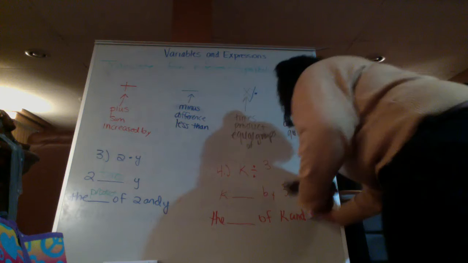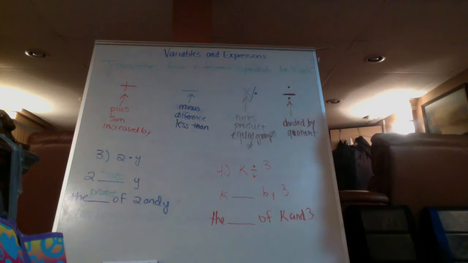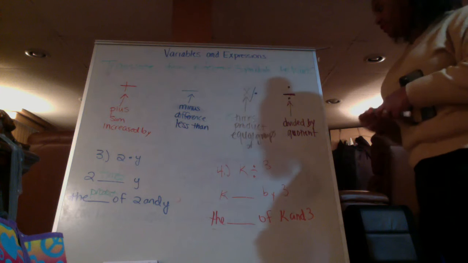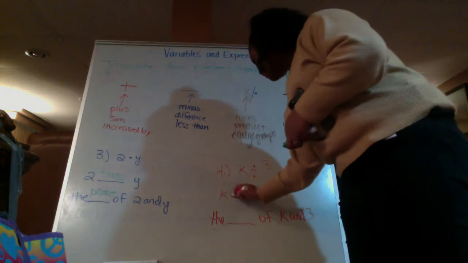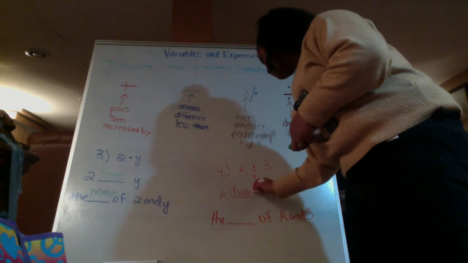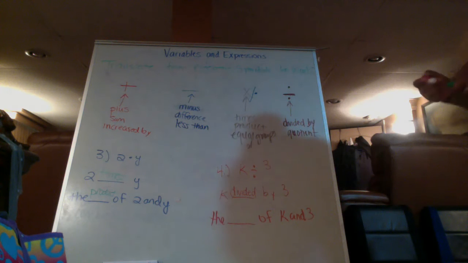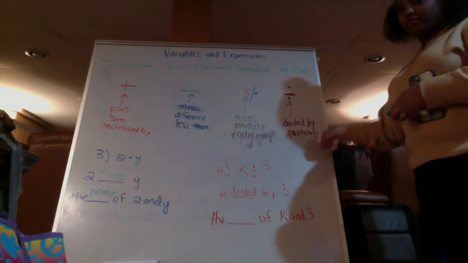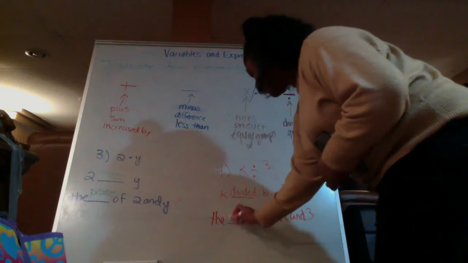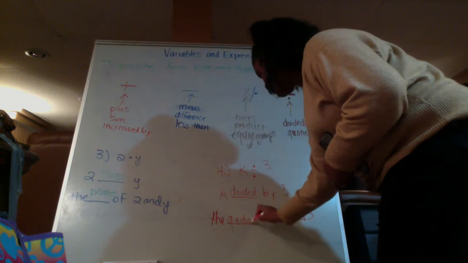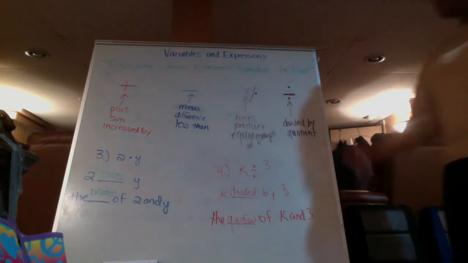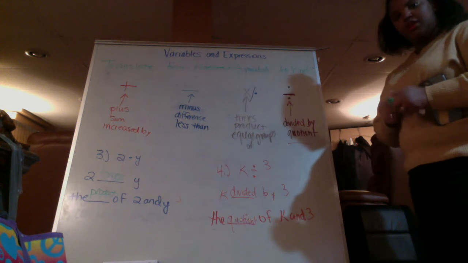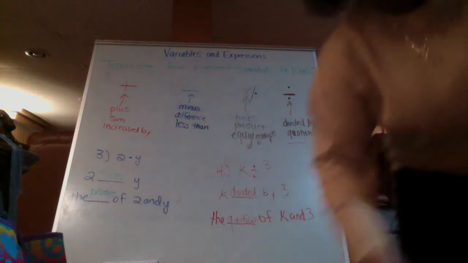All right, so same thing. You have number 4, which is how it said, k divided by 3, and I kind of already gave you the answer. So divided by, and then the blank of k and 3. There's only 2 words here, so we have to use quotient. Sorry about my spelling, but if you really want to, it's right there. It's quotient. All right, so that's that.